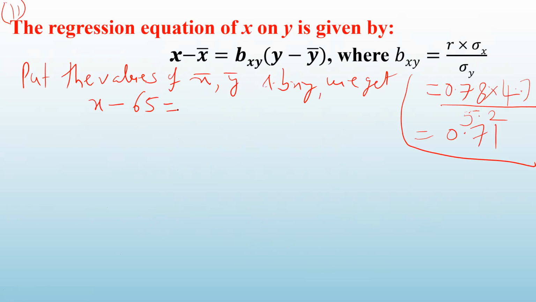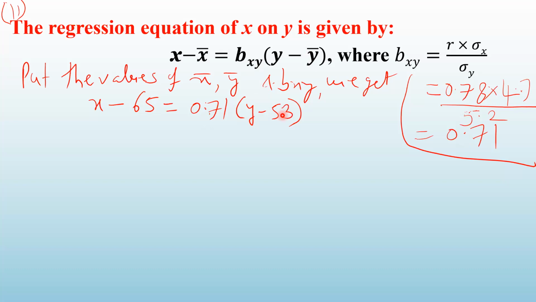x bar is 65 and y bar is 53. So y minus 53. And what is this bxy? It is 0.71. Look at here what I've done. See, x minus x bar. The value of x bar is given to us as 65, so in place of x bar I have written 65 equal to bxy. The value we have calculated for bxy is 0.71, so in place of bxy I have written 0.71 into y minus y bar, which is 53. So in place of y bar, write down 53.